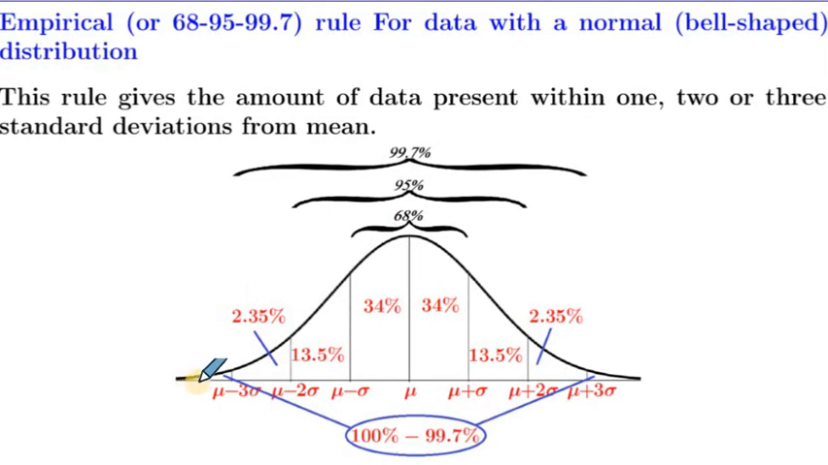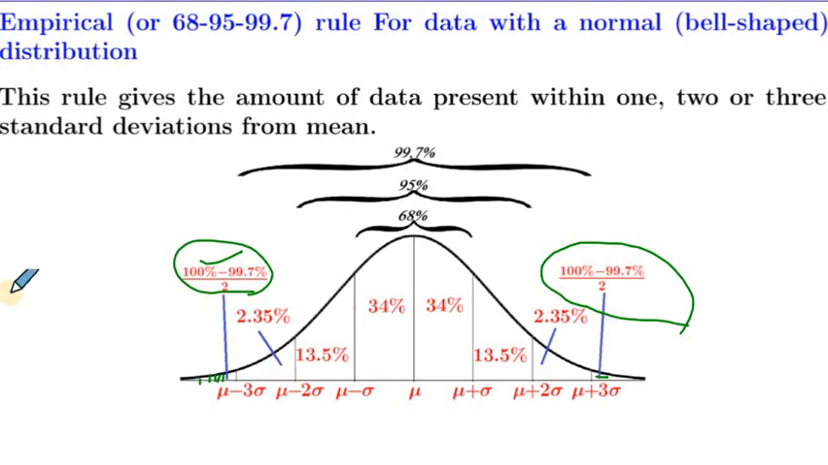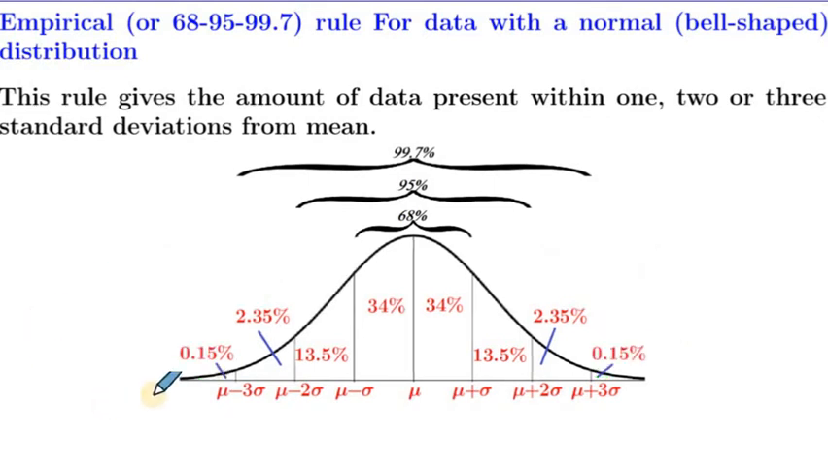Now the area towards the tail on both sides is 100% minus 99.7%, and the area on one side is 100% minus 99.7% divided by 2, and same thing on the other side. Just the area at one tail is 0.15%, and the area on the other tail is 0.15%.